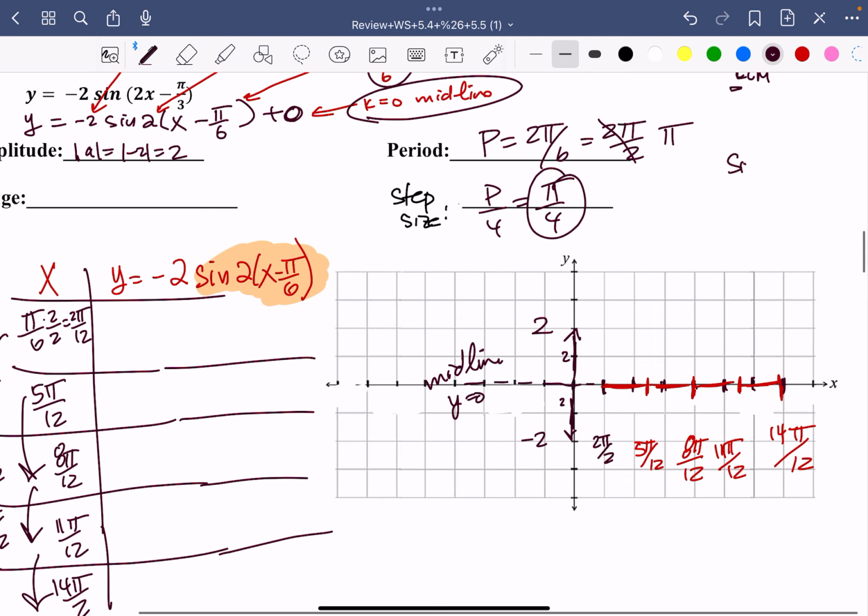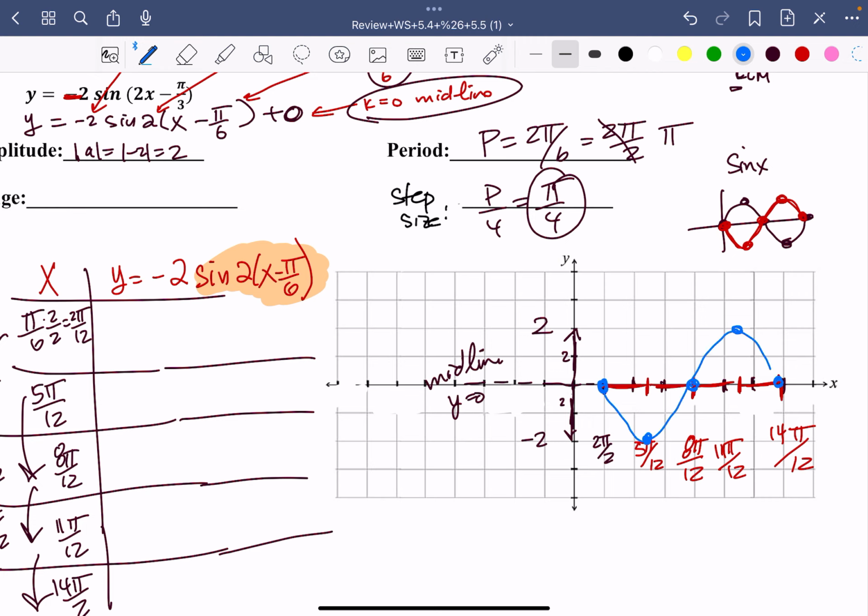I remember that my original sine function goes midline, peak, midline, valley, midline. So that's sine. If I do a negative sine function, it's going to go midline, valley, midline, peak, midline. So if I start off here, it's going to be 0, then it's going to go down to a valley, then it's going to go to a midline, then it's going to go to a peak, and then it's going to go to a midline. So I'm thinking it should look something like this. Again, it goes on in both directions, but there you go.